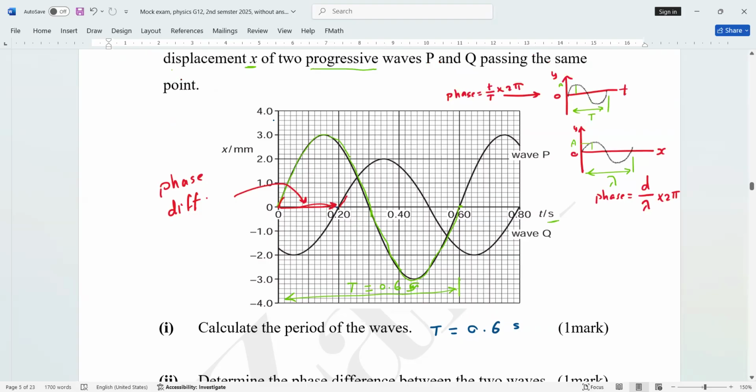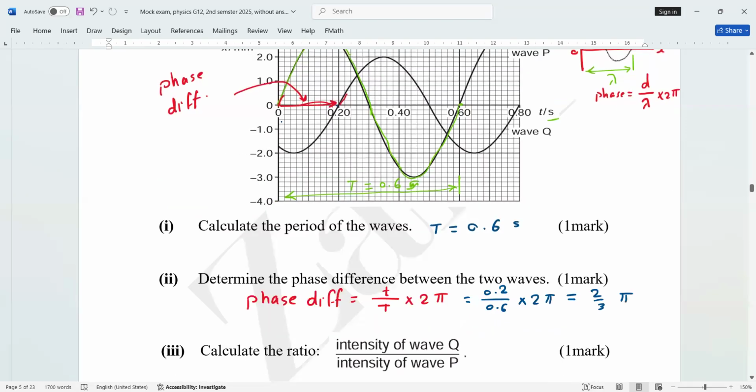Yes, I have a question. Yes, Sam, go ahead. How do you see t small? From the graph, this is t small. It is the difference in time between the two waves. So this is t small. It is 0.2 from the graph. Now, calculate the ratio of intensity of Q over intensity of B.